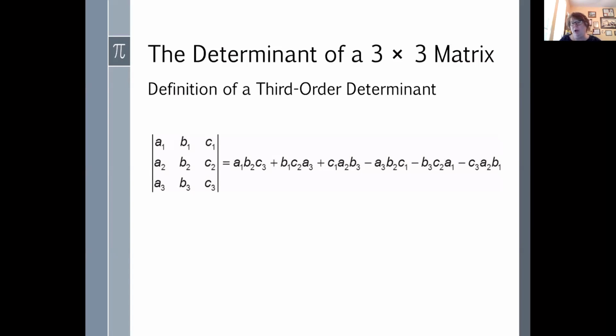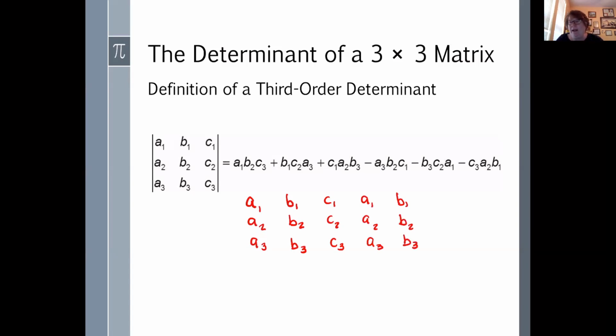All right, so let me show you how to get this formula without actually having to memorize it. It's actually quite a complicated formula to memorize and use, but if you use this method, it's quite easy to do. So I'm going to rewrite the first 3 columns. Now I'm going to repeat the first 2 columns again. So I'm going to write A1, A2, A3, B1, B2, B3.